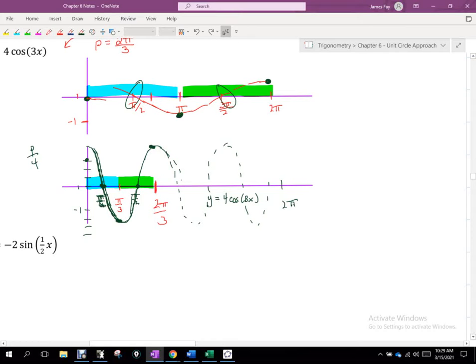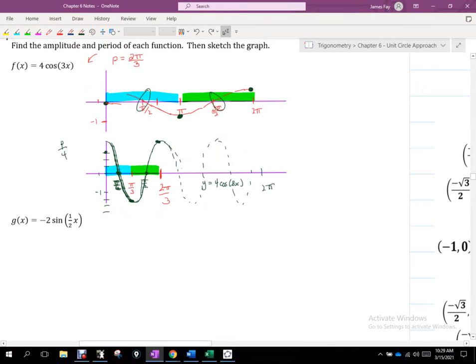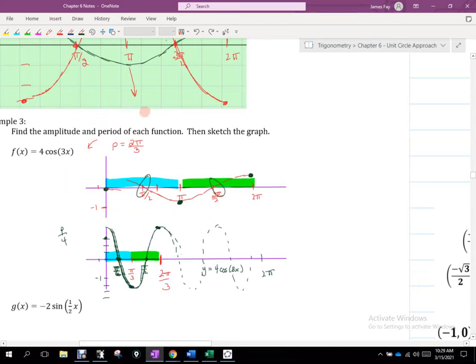It's based off of instructions. In the directions, they'll say sketch. Here, based on what we did, they would say sketch 1 period, and that's what we did. But if they said sketch 4 cosine 3x on the interval from 0 to 2 pi, then I would need to keep graphing until I got out from 0 to 2 pi. Sometimes they go negative 2 pi to positive 2 pi. You've got to pay attention to how they word things.